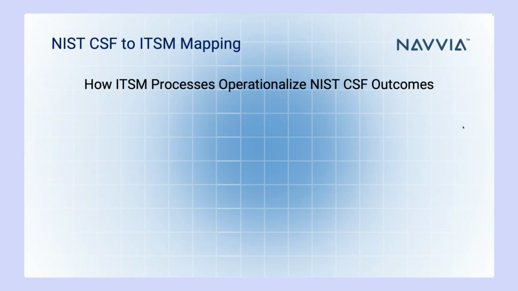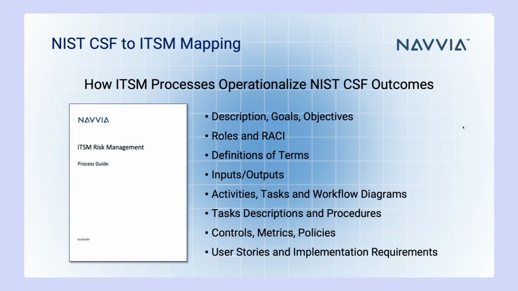So let's talk a little bit about how ITSM processes operationalize NIST CSF outcomes. So let's take that risk management process, for example. Well, the process has a description. Now, processes are very important for a number of reasons. They institutionalize knowledge in an organization. When you bring new people on board, they can help train and inform those people of what needs to be done. When everything hits the fan, it gives you step-by-step instructions on what you need to do. It can help you guide the implementation of your technology, because processes, in fact, are really there to drive user stories and technical implementation of a tool.